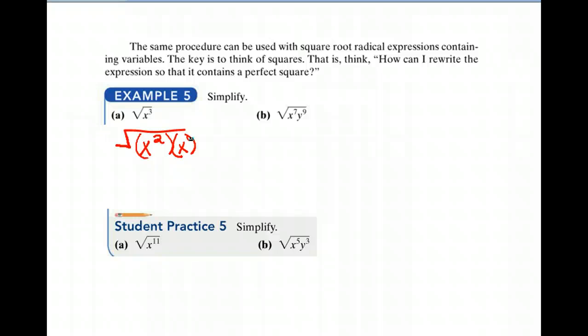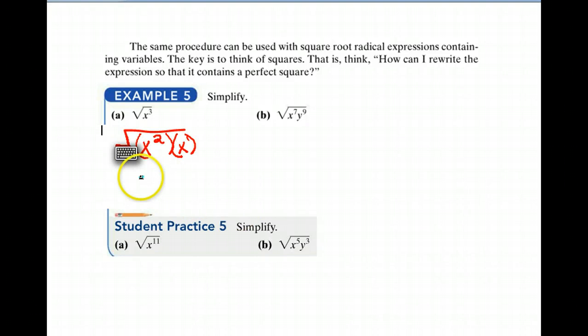So you are always going to break these variables into 1 x and then an even power, whatever it is, so you're going to do 3 minus 1 gives you 2. If you had 5 x's, you would do 5 minus 1 gives us an x to the 4th. If you had 11 x's, you would do 11 minus 1 gives us x to the 10th. You always want to have an even number of variables and then a single variable.